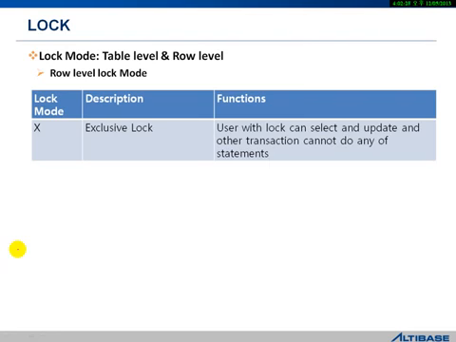Now let's have a look at the row level lock. As you can see, there is one type of row level lock, X, the exclusive lock. The exclusive lock is given for DML. The user with the lock can select and update, and other transactions cannot execute any statements.